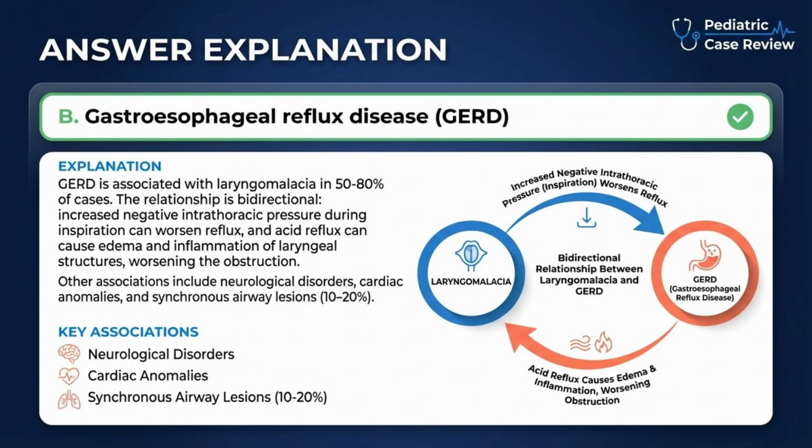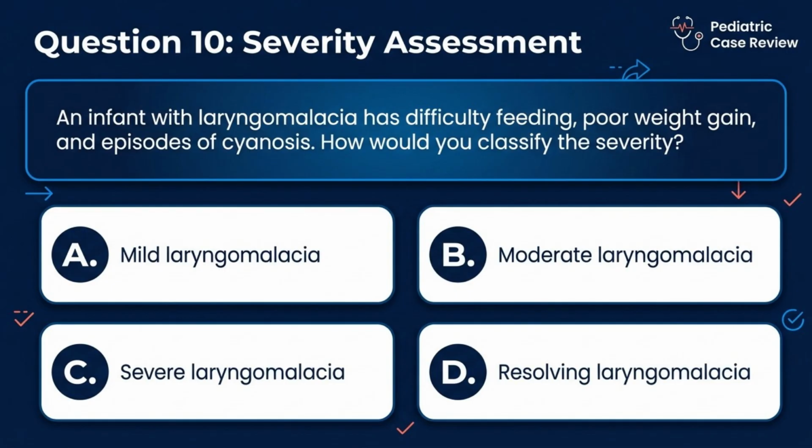The correct answer is option 2, gastroesophageal reflux disease. The bidirectional relationship cycle shows that 50 to 80% of cases have associated reflux. The increased negative intrathoracic pressure during inspiration worsens the reflux. In turn, the acidic stomach contents cause significant edema and inflammation of the delicate laryngeal structures, further worsening the airway obstruction and stridor. Question number 10.